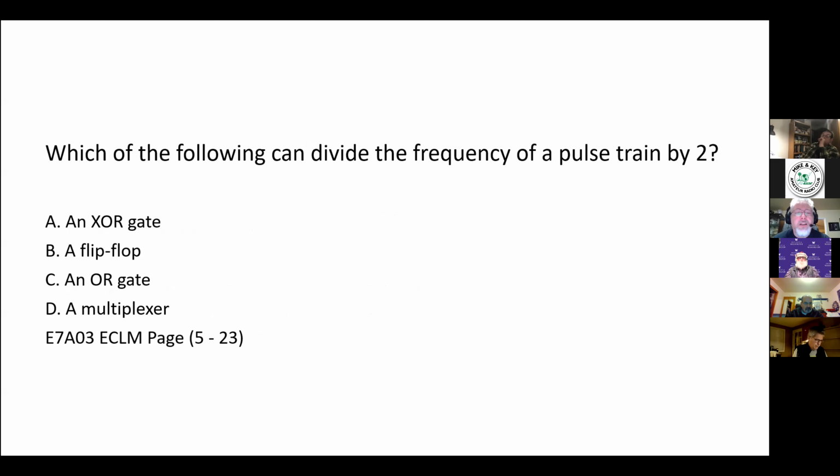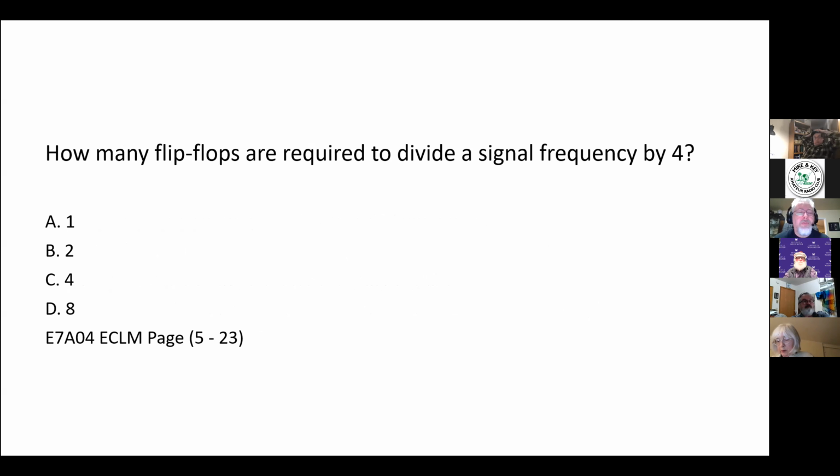Which of the following can divide the frequency of a pulse train by 2? A, an XOR gate. B, a flip-flop. C, an OR gate. Or D, a multiplexer. Bravo. Bravo is correct, a flip-flop. How many flip-flops are required to divide a signal frequency by 4? A, 1, B, 2, C, 4, or D, 8? Bravo. Bravo is correct, 2 flip-flops.